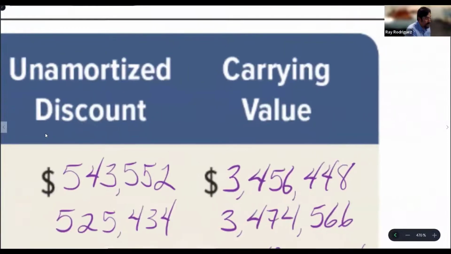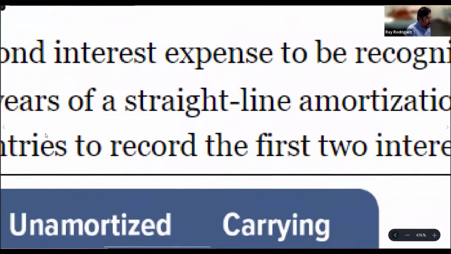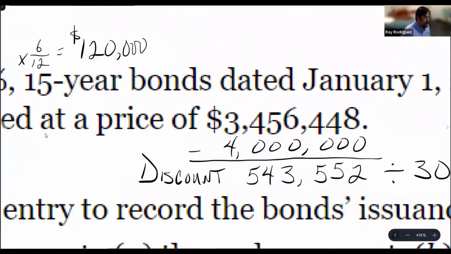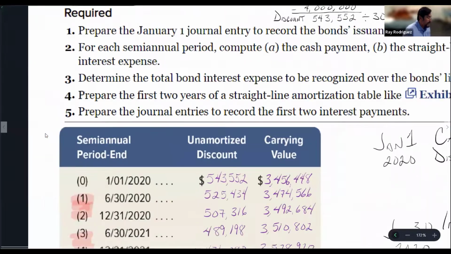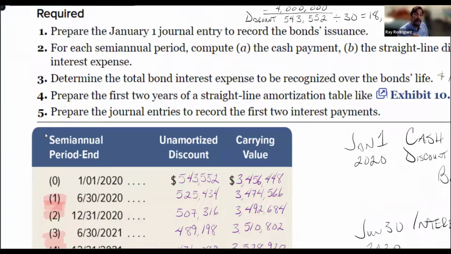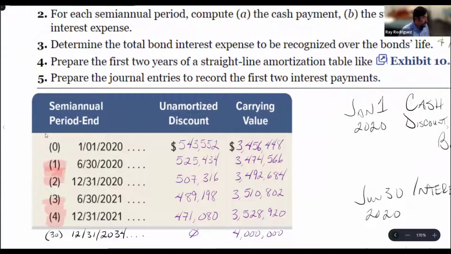The carrying value is what we sold it for. 3,456,448. It's also the face value minus the unamortized discount is the carrying value. So here it's 4 million minus 525,434 is 3,474,566.